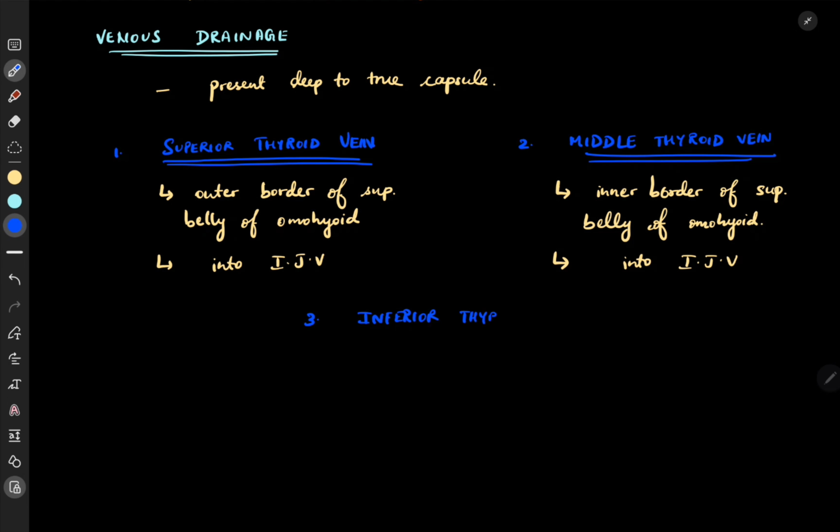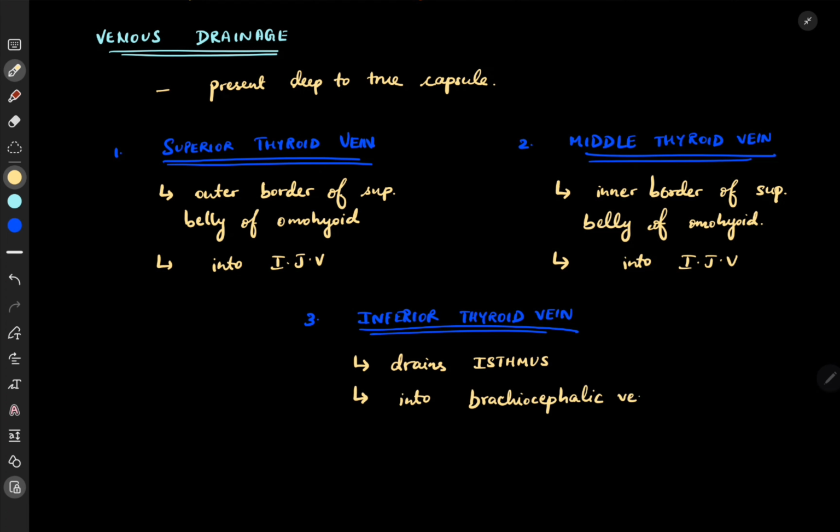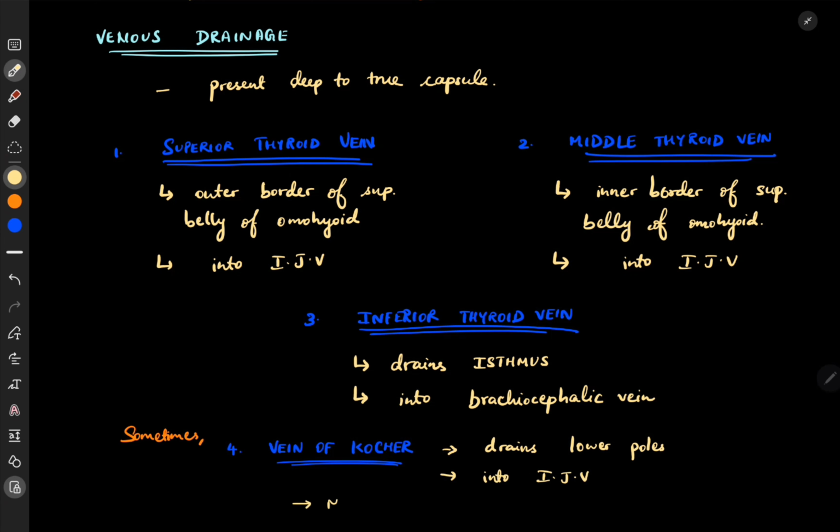Inferior thyroid vein drains the isthmus, descends downwards and opens into the brachiocephalic vein, mostly the left brachiocephalic vein. Sometimes a fourth thyroid vein drains the lower pole of the lateral lobes and opens into the IJV, which is called the vein of Kocher. It must be first looked for and ligated during surgery, as it is mostly missed and profuse bleeding occurs on its injury.